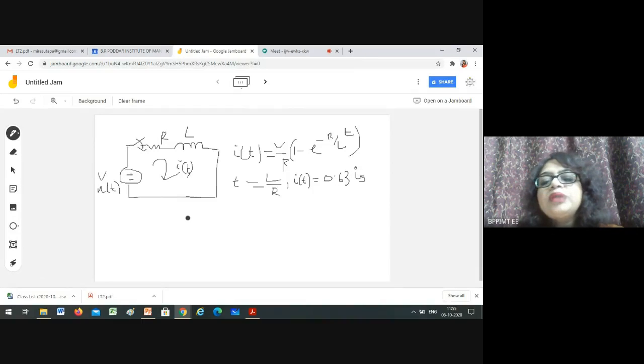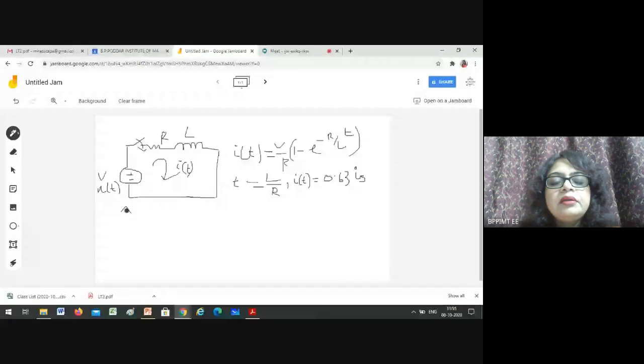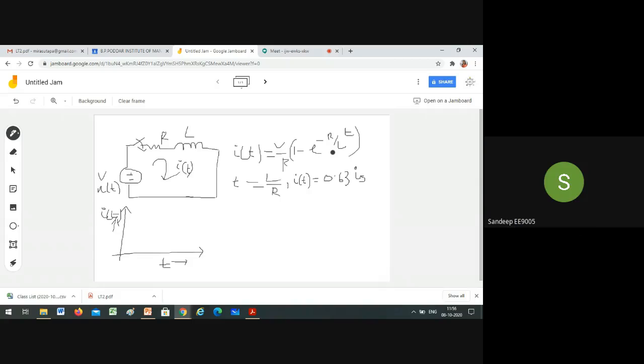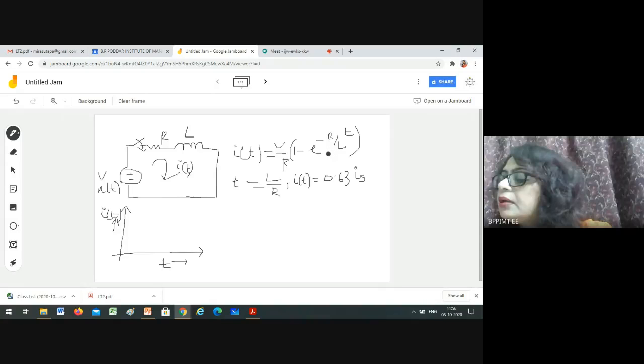Now, I'm coming to that question. Now, if you draw the graph, what will be the nature of the curve? This is T here, and along the y-axis, this will be I(T). So if you put the time equal to 0, what will be the value? I(T) will be equal to what? 0. Right, I will be equal to 0.